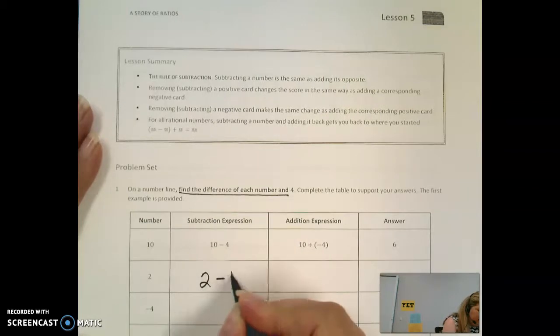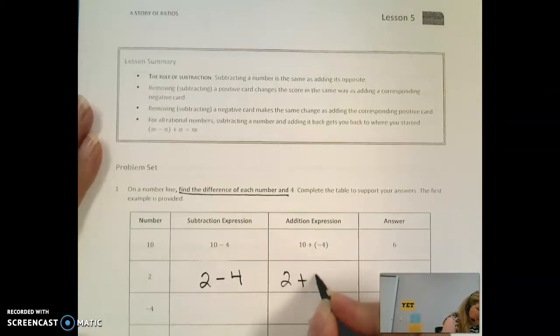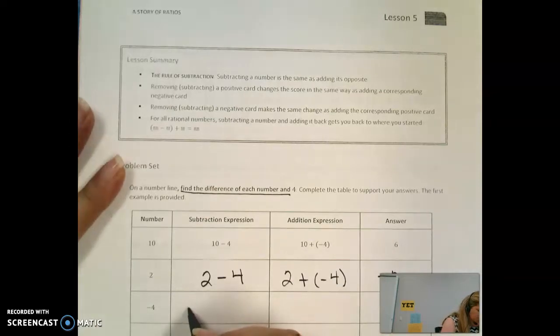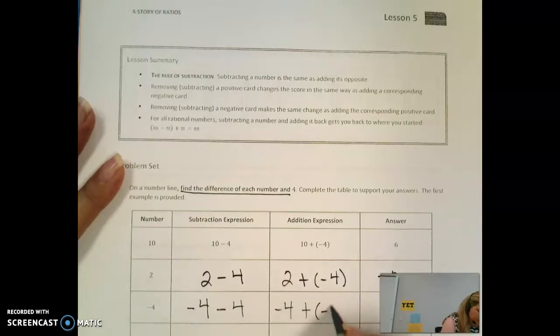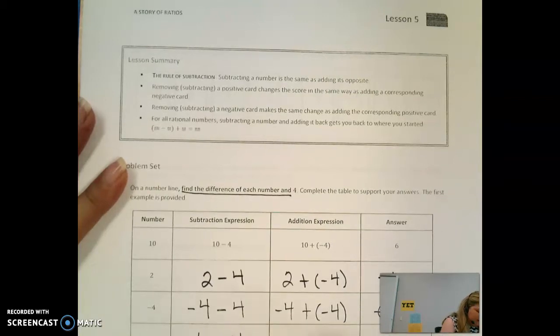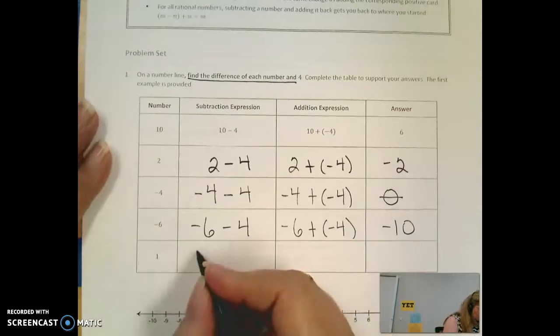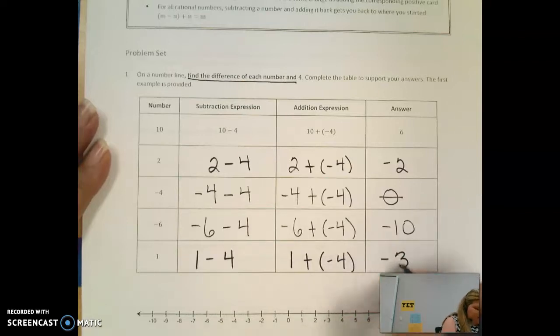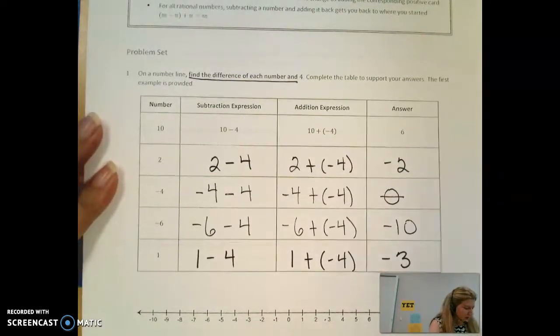So, we're going to put 2 minus 4, which would be 2 plus negative 4. And the sum, or the answer here, is negative 2. So then we'll write what we have, and then subtract 4. Negative 6 minus 4. And we have 1 minus 4, which is 1, plus the opposite of 4, negative 4, giving me negative 3. And you had a number line to help you with that.